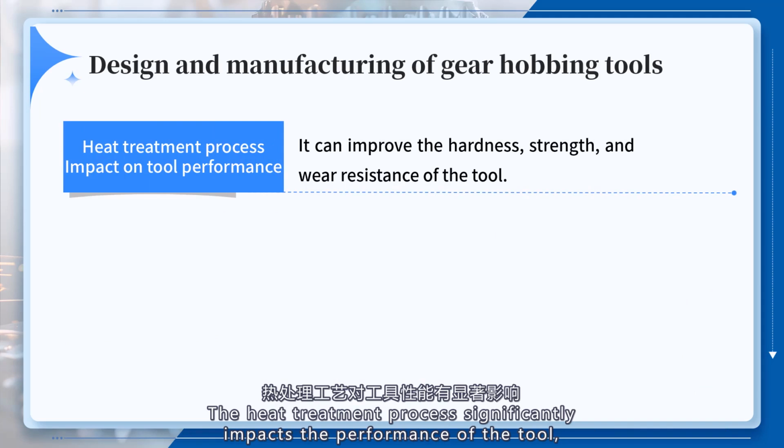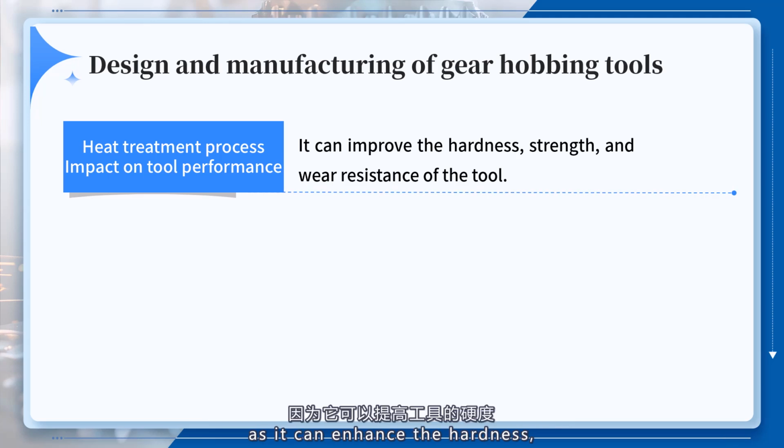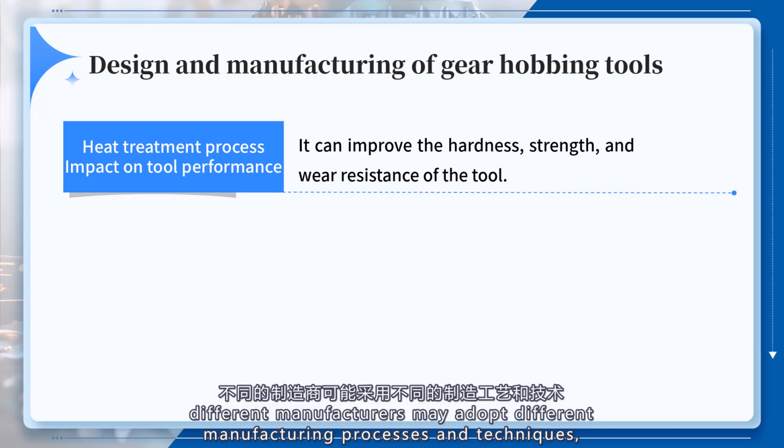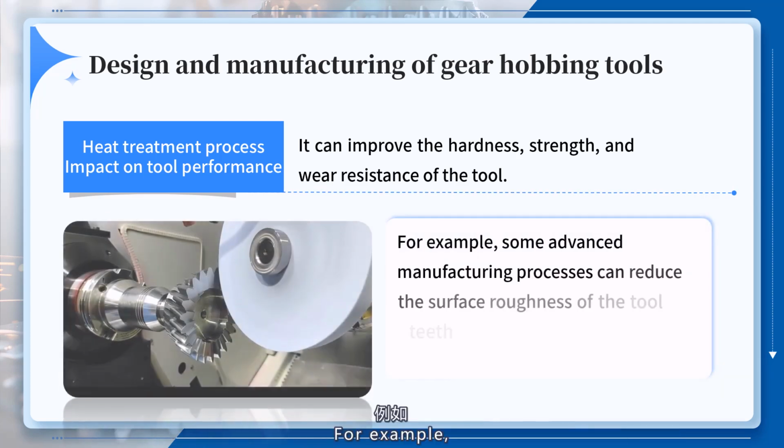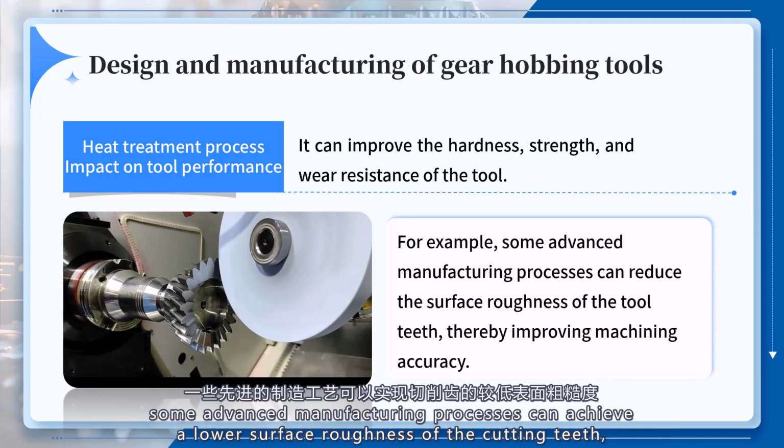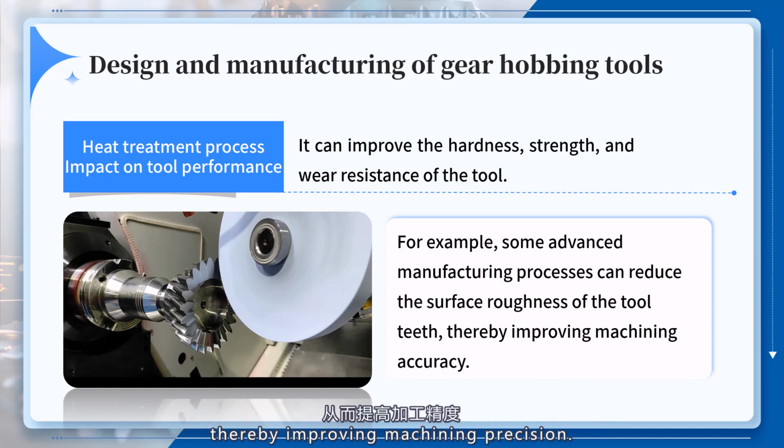The heat treatment process significantly impacts the performance of the tool, as it can enhance the hardness, strength, and wear resistance of the tool. In actual production, different manufacturers may adopt different manufacturing processes and techniques, but all aim to improve the performance and the quality of the tools. For example, some advanced manufacturing processes can achieve a lower surface roughness of the cutting teeth, thereby improving machining precision.